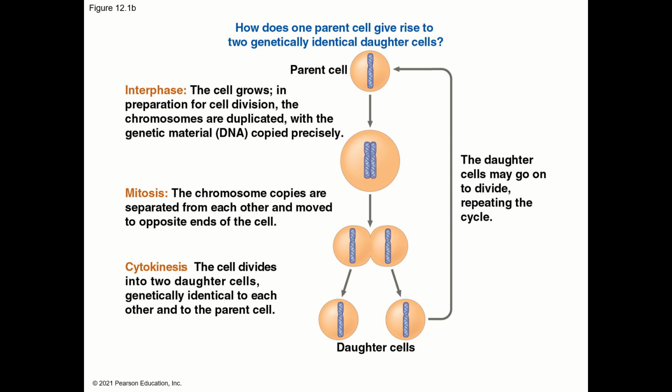During mitosis, the chromosome copies are separated from each other and moved to opposite ends of the cell. And then during cytokinesis, that's where the cell divides, separates its cytoplasm material, and then you form two different daughter cells. The daughter cells may go on to divide as well, repeating the mitotic cycle.